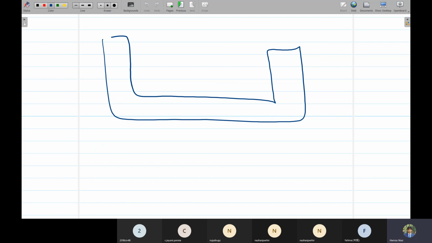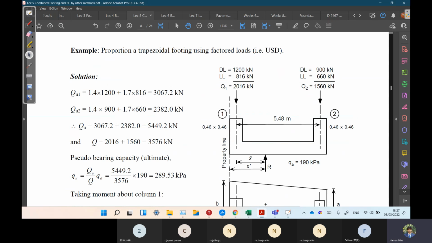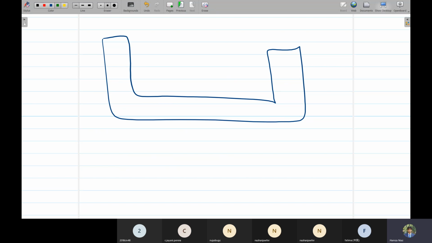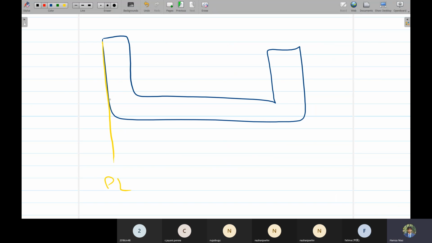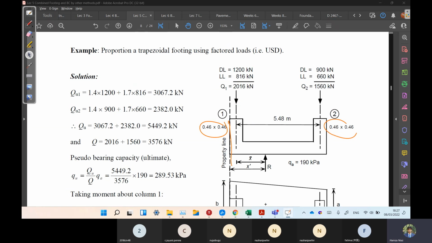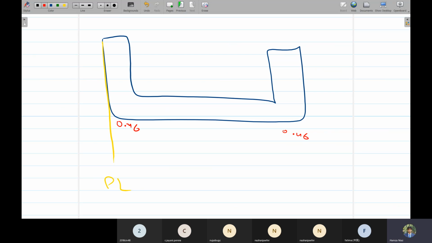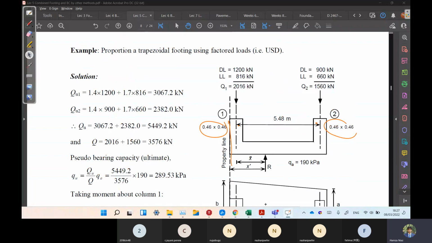So for example, this was our column. They are saying this is the property line. So this is our property line. We can understand that from here. Column size 0.46 by 0.46, and the central distance between columns is 5.48 meters. So that's this thing.